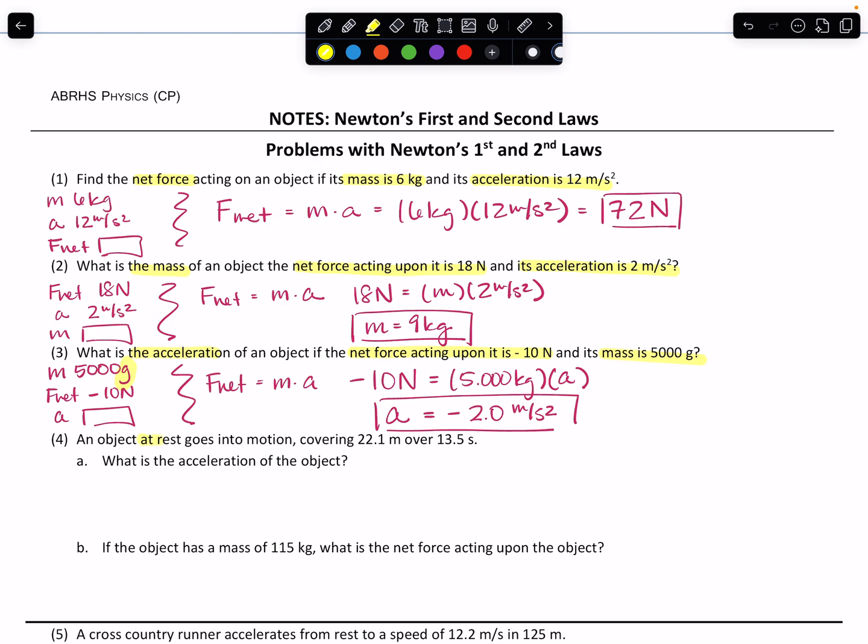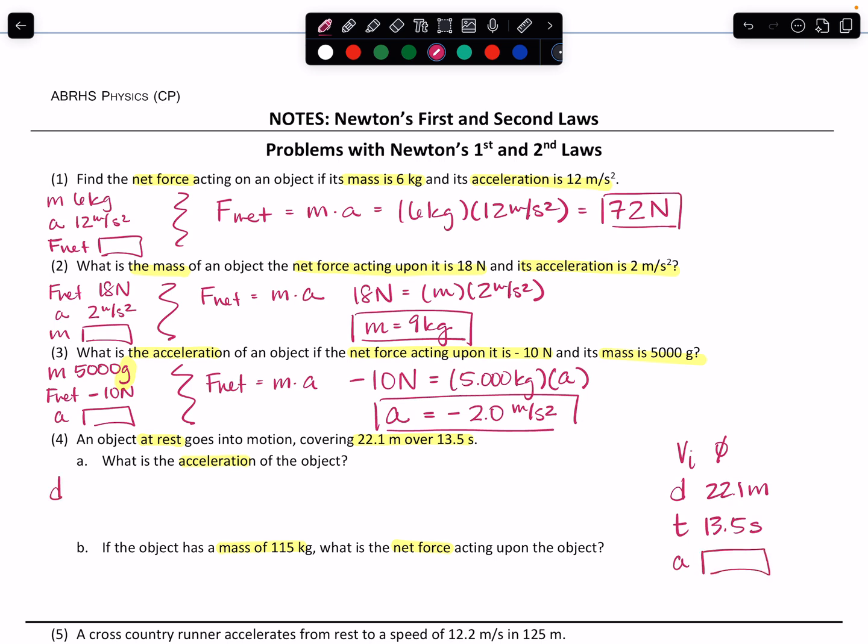All right, an object at rest goes into motion covering 22.1 meters over 13.5 seconds. All right, we're then asked what is the acceleration of the object, and then if we're given the mass, what is the net force? Okay, so now the problems are getting a little bit more complicated. We have a little bit more information. All right, if the object's at rest, that means the initial velocity is 0. All right, it's going to cover a distance of 22.1 meters in a time of 13.5 seconds. All right, so with that information, we have enough to calculate the acceleration value here.